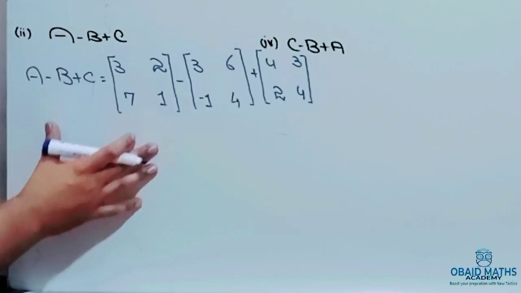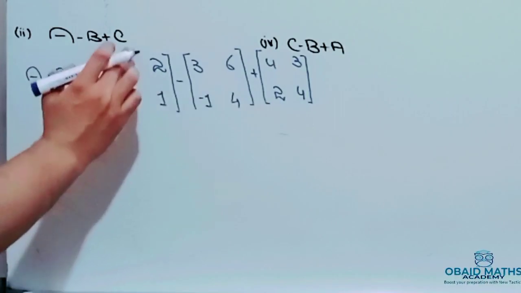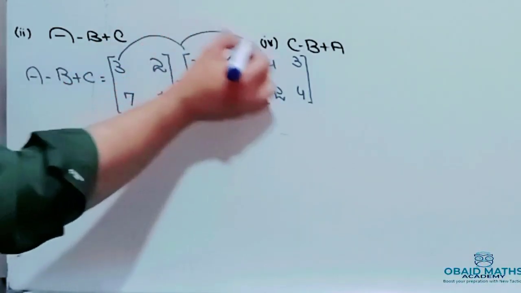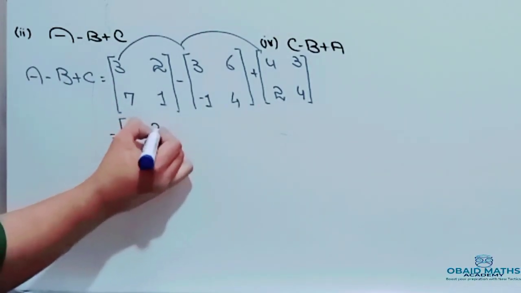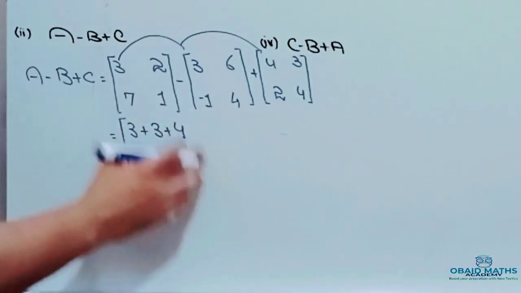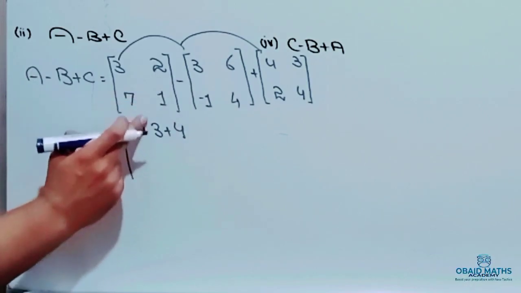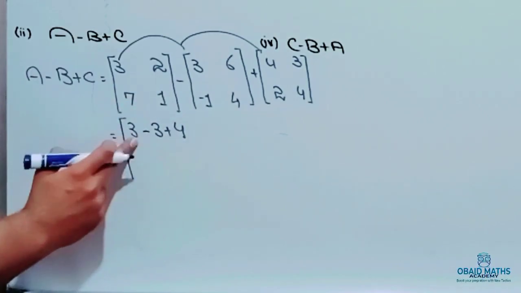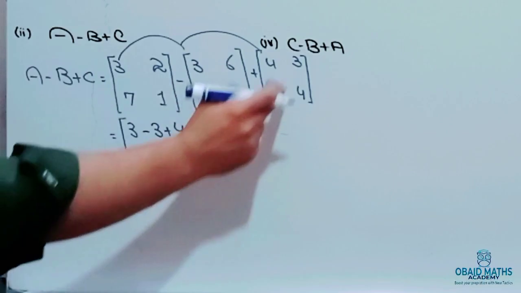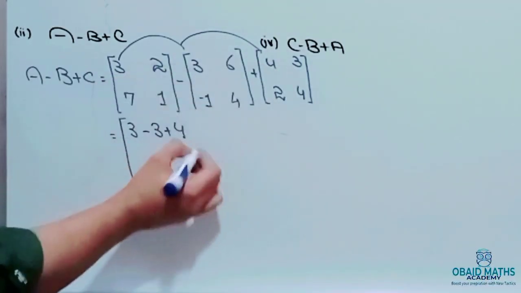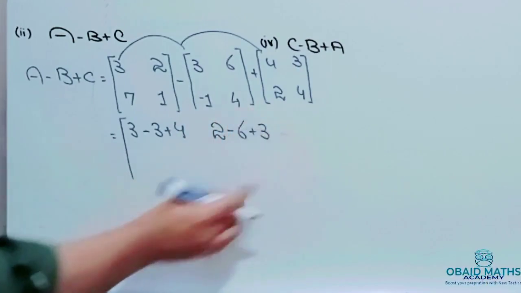So the rule will remain the same. You have to just focus on the position of that number. The same number is going to be added with the number at the same position, like 3 plus 3 plus 4. But in these matrices, there is a negative sign, so I'm just converting the positive sign into a negative. This 3 belongs to the first matrix, this 3 belongs to the second matrix, and 4 belongs to the third matrix. Moving towards the second number, 2 minus 6 plus 3.